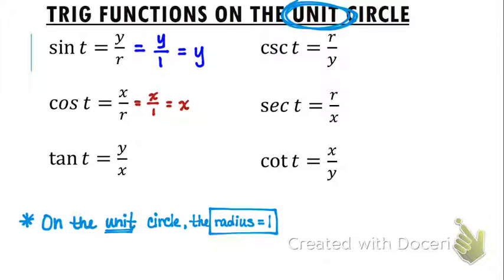Of my 3 reciprocals, which 2 are going to simplify? Yeah, cosecant and secant, right? Cosecant would become what? 1 over y, and secant would become 1 over x. So it's really helpful if I know I'm on the unit circle. And if I'm just given sine of something, unless it has a little degree mark next to it, I'm on the unit circle. So if I know that ordered pair, I have everything I need for my 6 trig values. We are going to put this into practice.